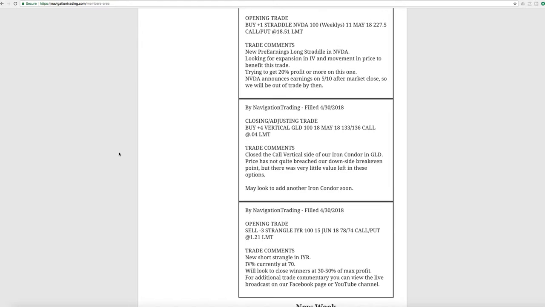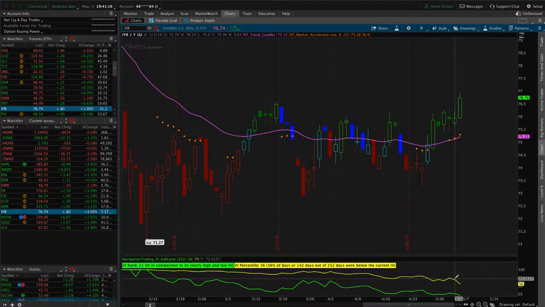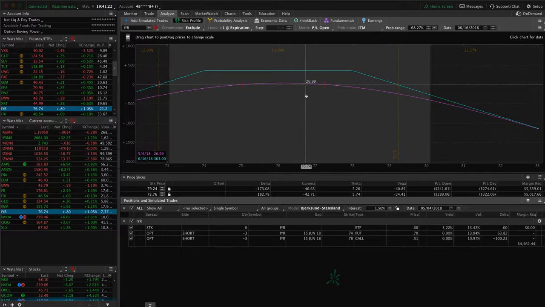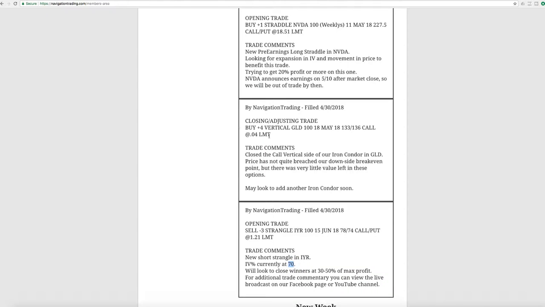So starting off on Monday, our first trade was an IYR trade, which is the real estate ETF. We put on a new short strangle, implied volatility percentile at the time was at 70. If we take a look at the chart, you can see since then it's contracted down to 56. So we've got a tiny bit of profit on the trade, still very centered, nothing to do there yet except wait.